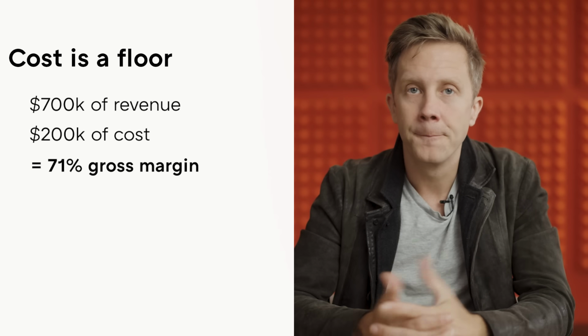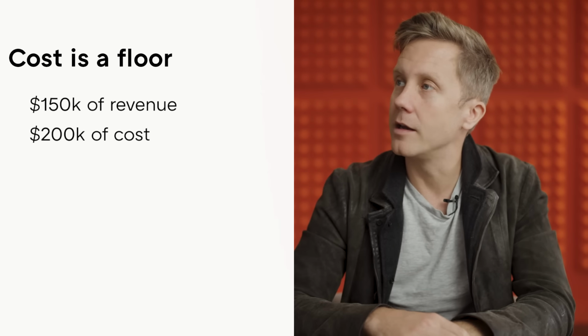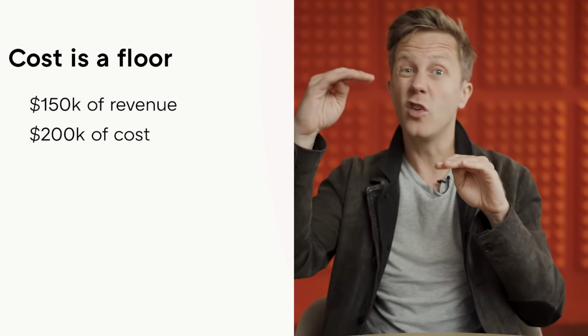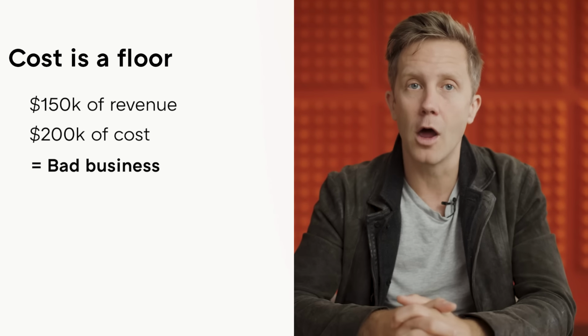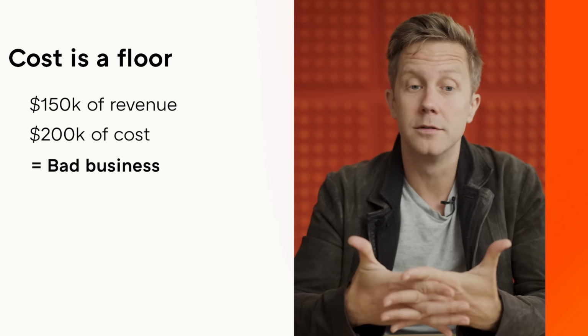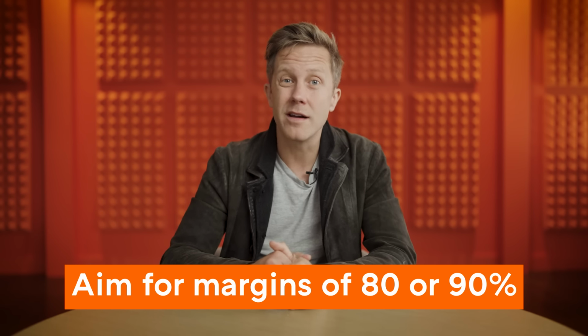If, however, you've come up with a value equation and your share of it only comes in at 150k, and your costs are 200k, you're in a bad business. You have to price at below your cost, which is not sustainable. And so you're either going to have to figure out how to demonstrate more value or change what you're building ultimately, or get out of the business entirely. Really, you should be aiming for software margins of like 80 or 90%.